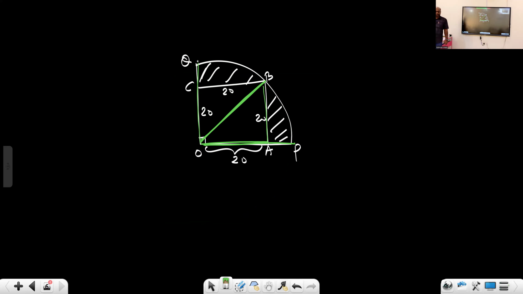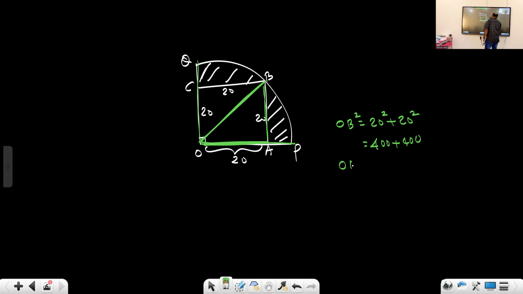Join OB. In triangle OAB, by Pythagoras theorem, OB square equal to 20 square plus 20 square, base square plus height square. What is 20 square? 400 plus 400.